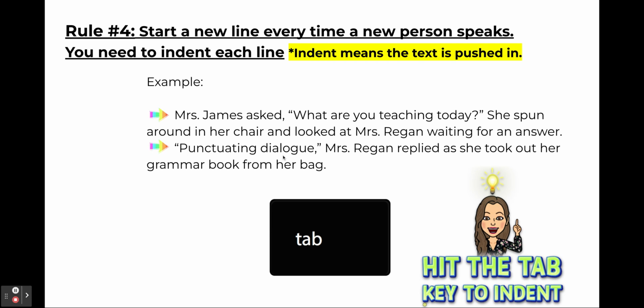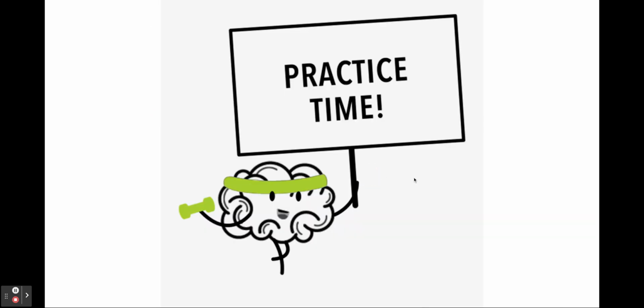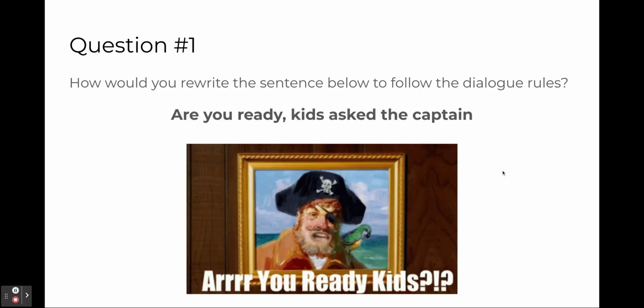Punctuating dialogue, Mrs. Regan replied as she took out her grammar book from her bag. And it's important to hit the tab key and to indent. That way it's easier for your reader to follow who's saying what when. If it wasn't like that, it would be harder for our eyes to track dialogue and to read. So now we're going to go ahead and practice a little bit.